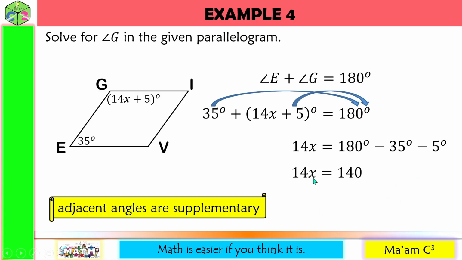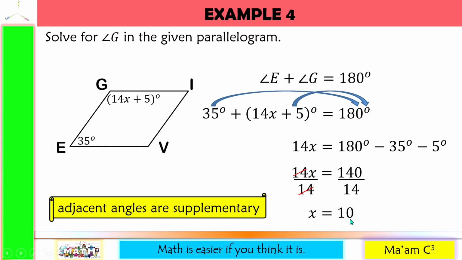To solve for x here, let us divide both sides by 14. So this 14 here will cancel out. 140 divided by 14 is equal to 10. So we have x equals 10. Let us do quick checking.